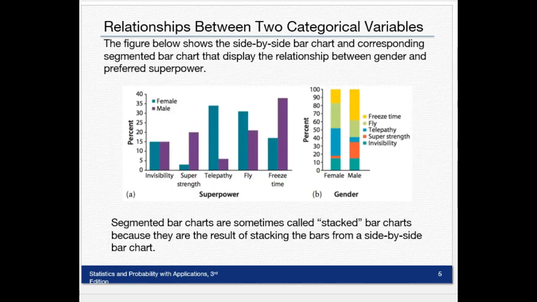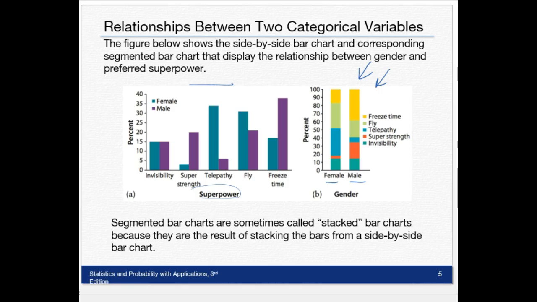So here's an example. It's already done. The figure shows the side-by-side bar chart and corresponding segmented bar chart that displays the relationship between gender and preferred superpower. So you can do it this way, but what I want you to do in this assignment is to do this segmented bar chart. And I'm going to show you how. But notice there's only two bars. One is female, one is male, because we're looking to find the relationship between gender and the superpower they wanted.